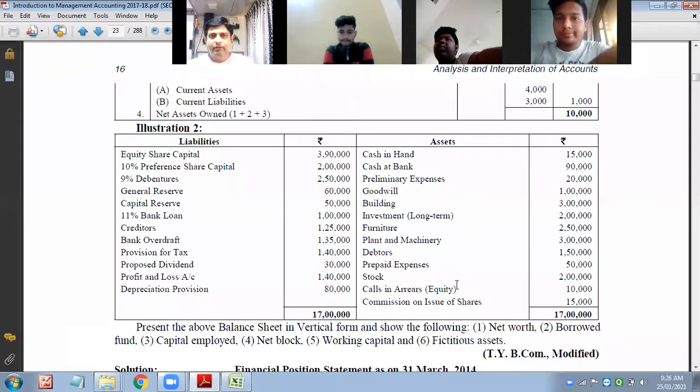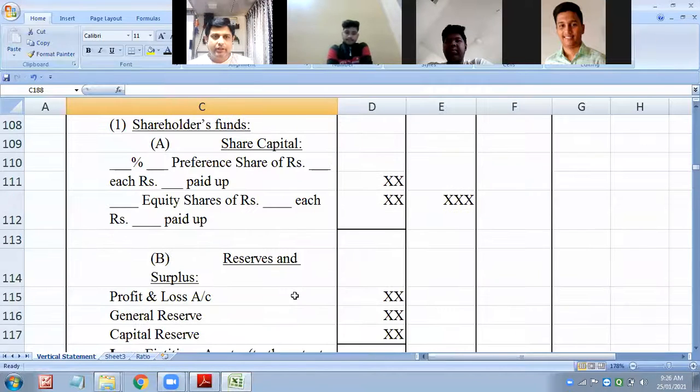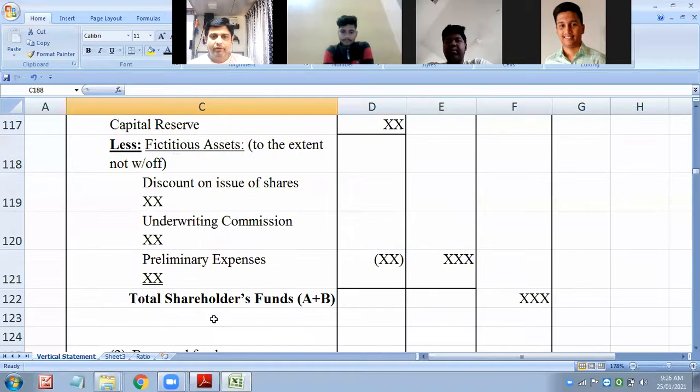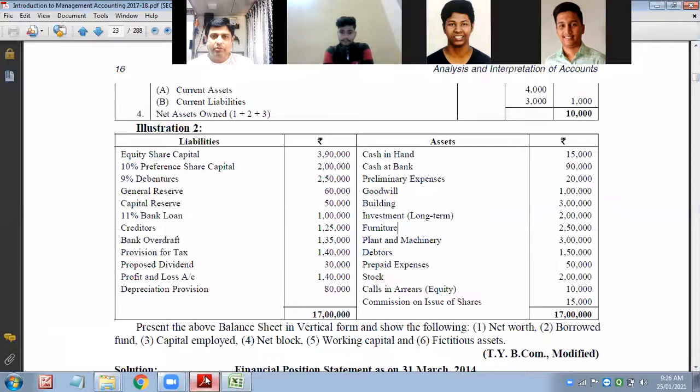Calls in arrear, less from shareholders fund, equity. Absolutely right. Commission on issue of shares, less from reserve and surplus. Miscellaneous expenditure: preliminary and commission will go there. Preliminary expense, share issue expense, everything will be fictitious asset, less from shareholders fund. Now you know where these items are to be reflected.